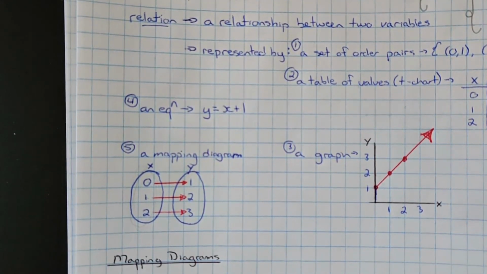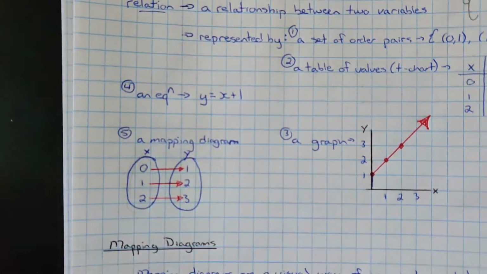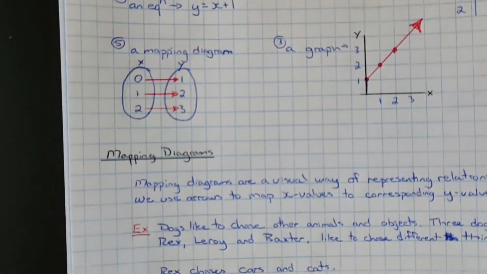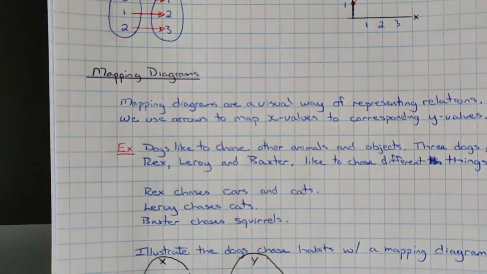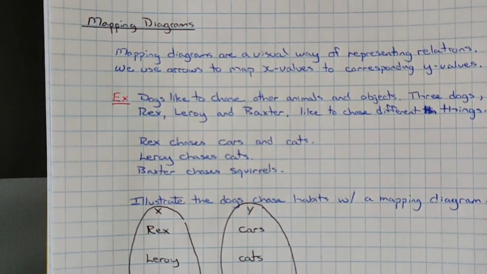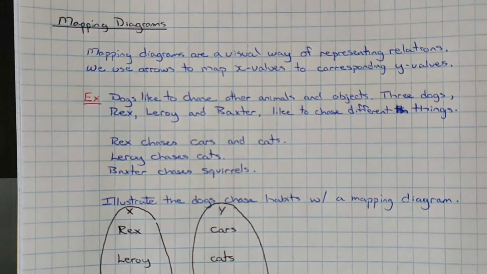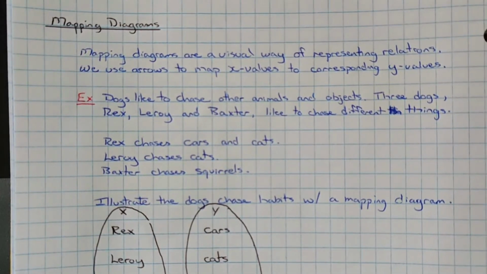So let's talk a little bit more about mapping diagrams. I'm just going to move my keyboard out of the way here, make some room. Mapping diagrams are a visual way of representing our relationships between different values. And we use arrows to map the x values to corresponding y values, as I mentioned. So here's an example. We have some dogs, and some dogs like to chase things around, right? You may have had a dog or seen a dog chasing whatever object, animal, something.